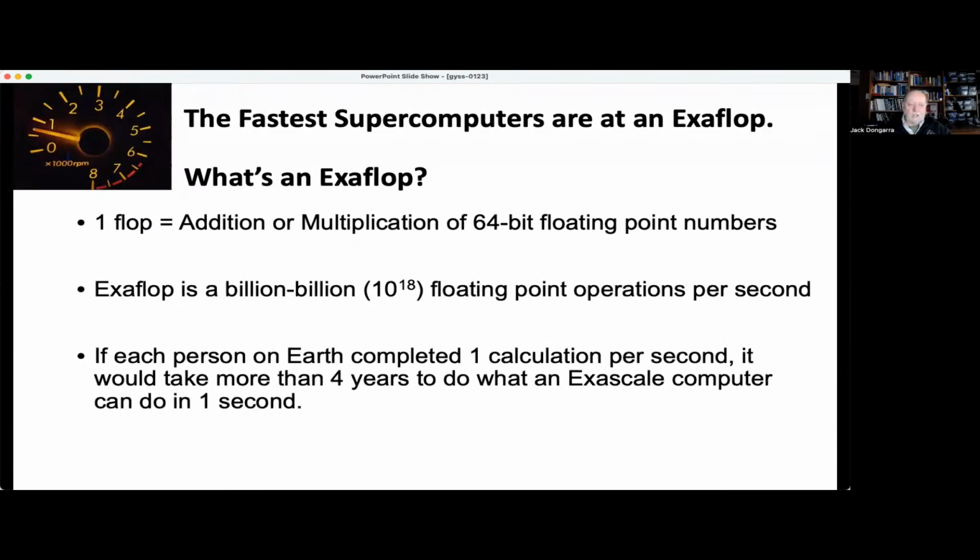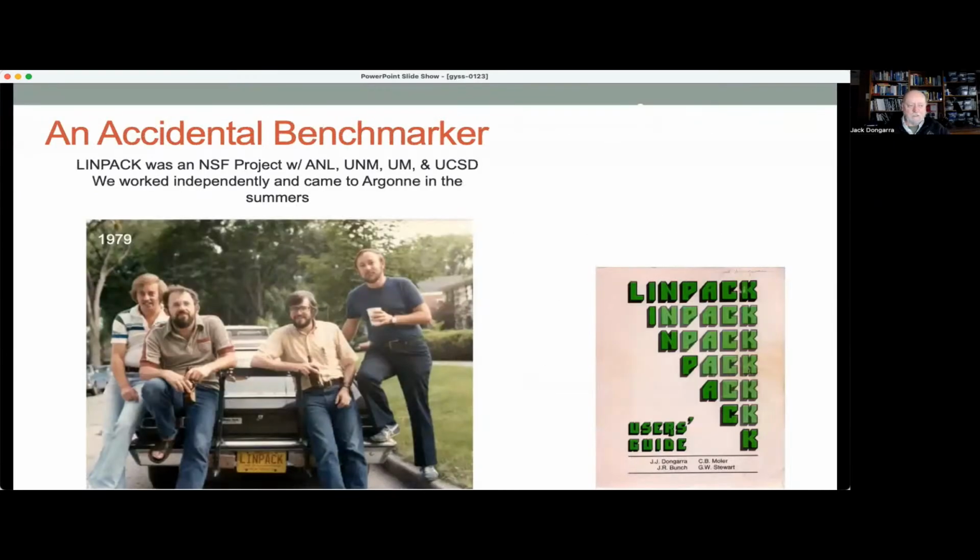To think about an exaflop, 10 to the 18 operations: if each person on Earth were to do one calculation a second, it would take more than 4 years to do 10 to the 18 operations. So 4 years for everybody on Earth computing to do what this computer can do in 1 second, just to put that in contrast or relief. It really is quite an astounding amount of computation.